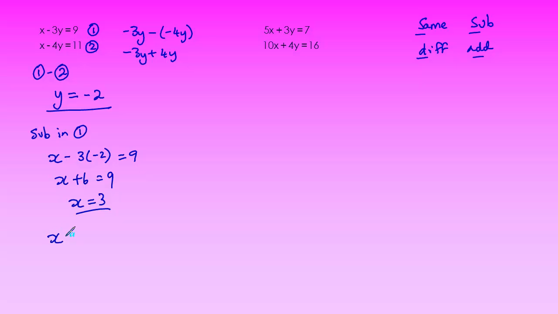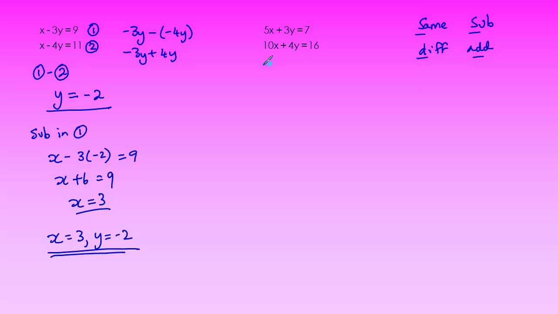So our solution is x is 3, y is negative 2, and of course we should take that solution and check it in number 2. So if I had 3 add 8, that would give me 11. So this is a correct solution.